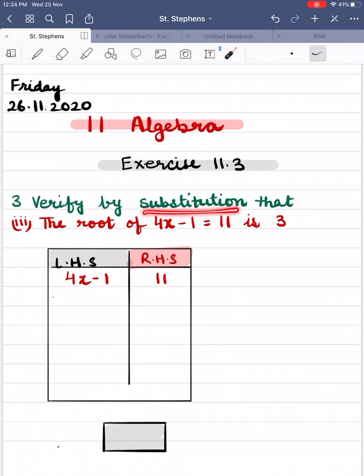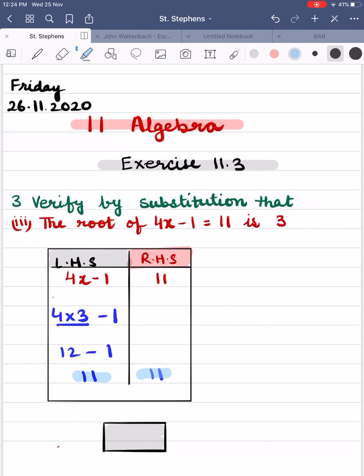Verify by substitution that the root of 4x minus 1 is equal to 11 is 3. Here root means the solution of the equation is 3. So let's substitute x is equal to 3 in left hand side and verify it is equal to right hand side. So we have 4 into 3 minus 1. First solve multiplication. So it is 12 minus 1 and we get 11. And right hand side is also equal to 11. It means x is equal to 3 is the root of the equation.